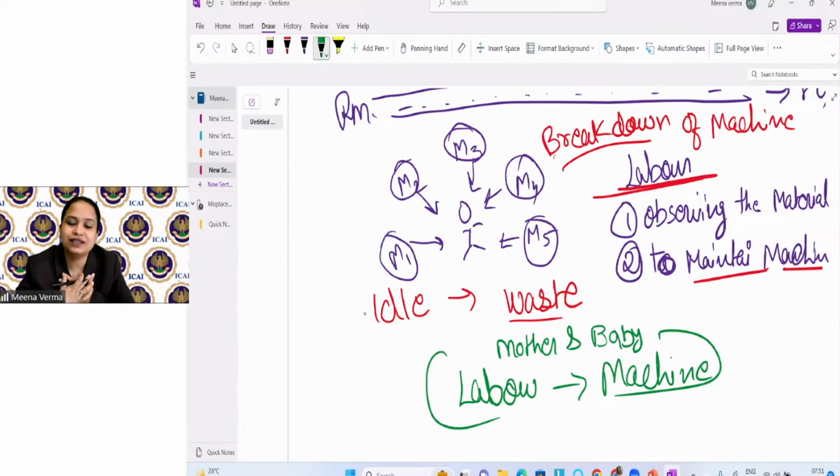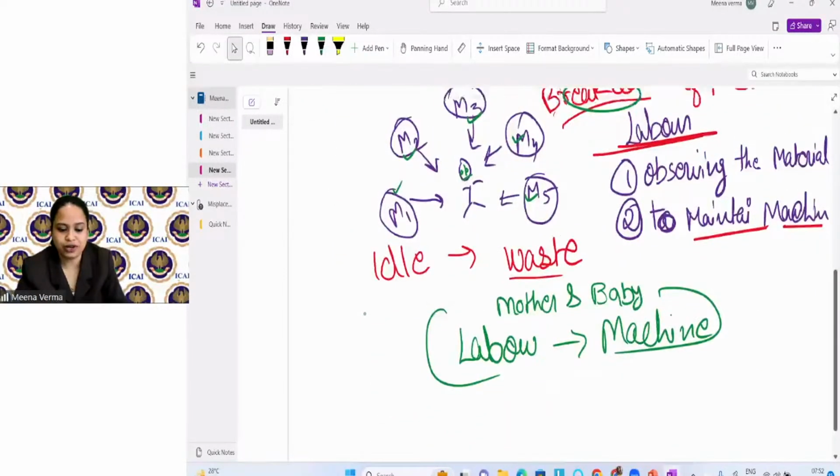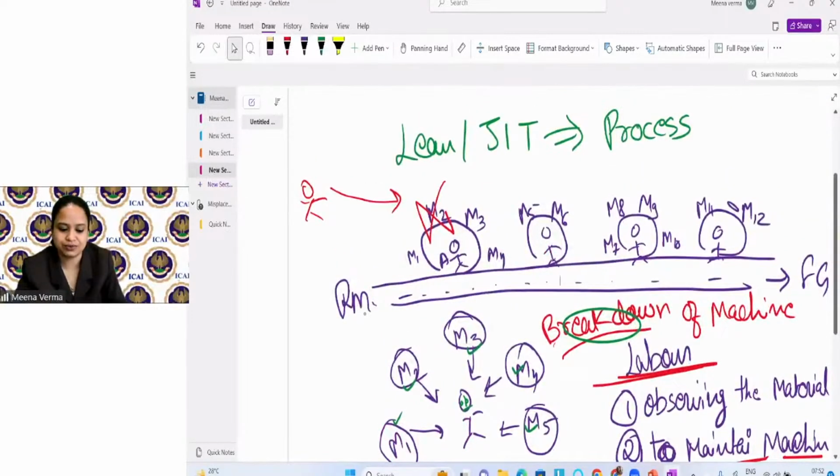Like mothers take care of their babies so much, in the same way here we expect the labor to take care of these machines just like a mother takes care of her baby. This labor should take care of these machines in that same way, so that there will be no breakdown. And breakdown means interruption of the entire workflow. I hope you can understand and imagine the scenario, how important it is.